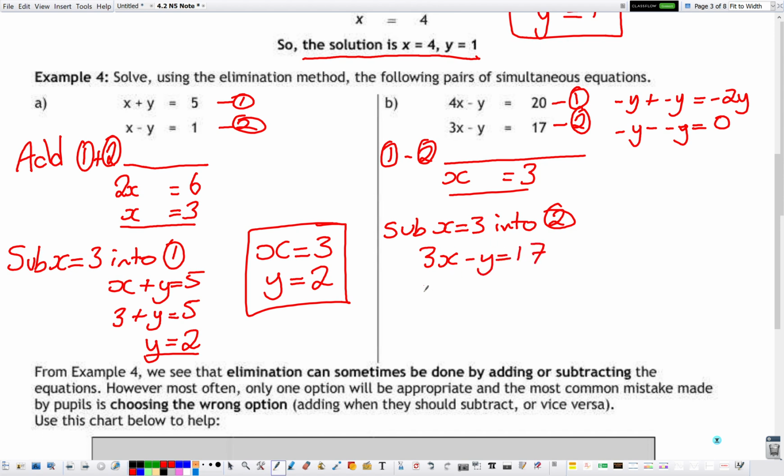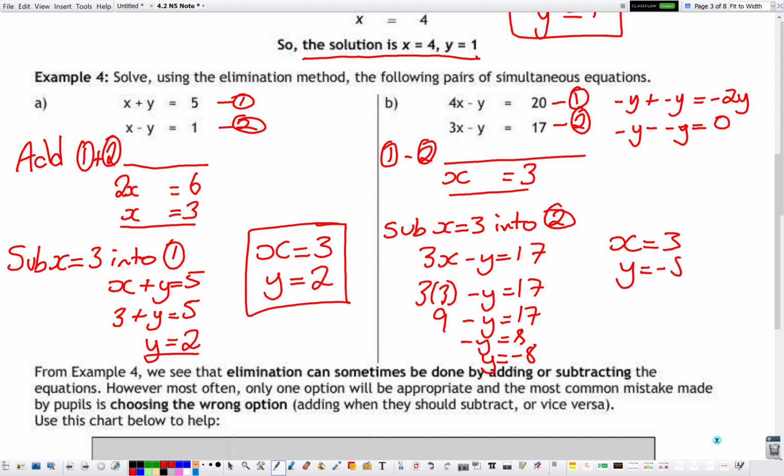Substitute x equals 3 in, so it's 3 times 3 minus y equals 17. So that's going to be 9 minus y equals 17. And if I take away 9, that's going to be minus y equals 8. To get my positive y, I need to divide everything by minus 1. So that's going to be y equals negative 8. So that's just going to change the sign on both of them. So there are my two solutions. I've got x equals 3 and y equals minus 8. So that's my solutions there.